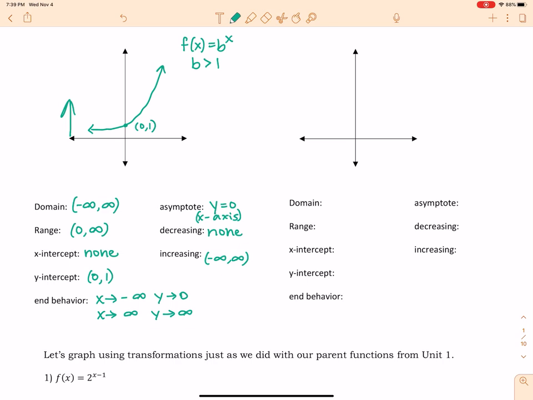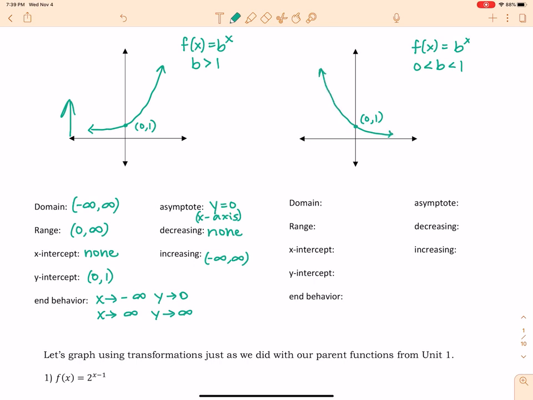All right, the other situation you could have is if f of x equals b to the x, where b is less than 1 but greater than 0. In other words, it's a fraction. So something like this might look like 1/2 to the x, or 0.3 to the x, or something like that. All right, so some decimal between 0 and 1. All right, so what would this look like graphically? Well, for this one, it's still going to go through (0, 1), but this time it's going to do this.